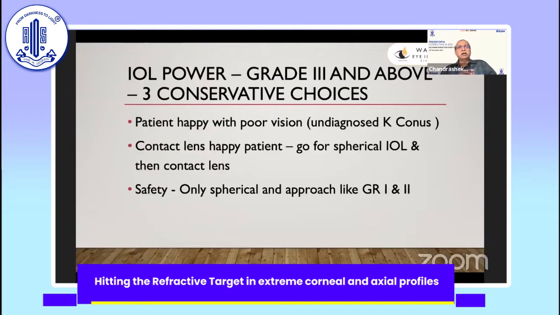And then the third, when the keratoconus is quite severe or advanced, there are 3 scenarios here. Patient is happy with poor vision, undiagnosed keratoconus, put a monofocal IOL and leave him alone. Contact lens happy patient, don't try to fix what does not require fixing. So again, go for monofocal IOL and contact lens. And third is safety. When you are really not sure about the calculations, again take a conservative approach.